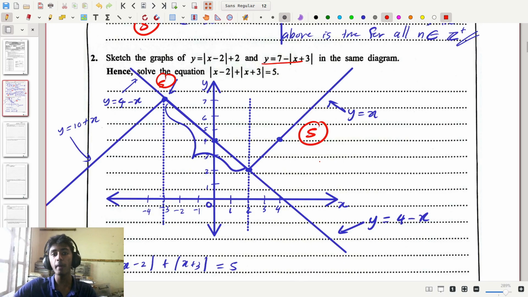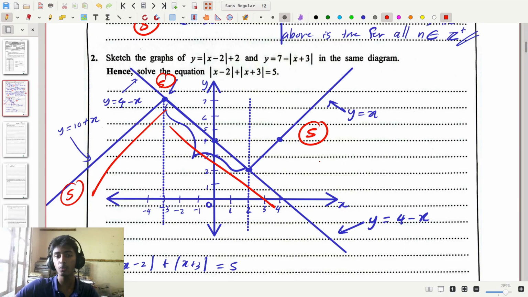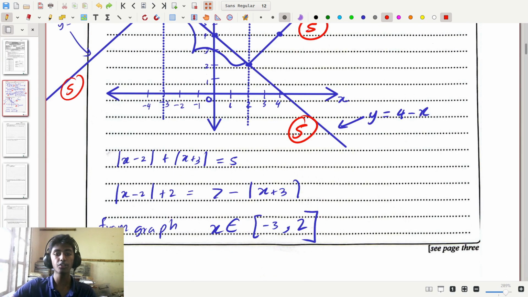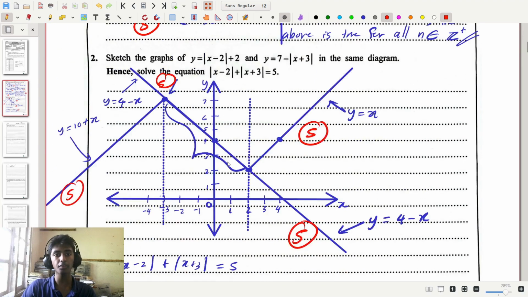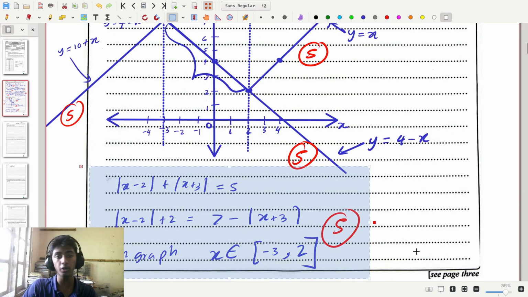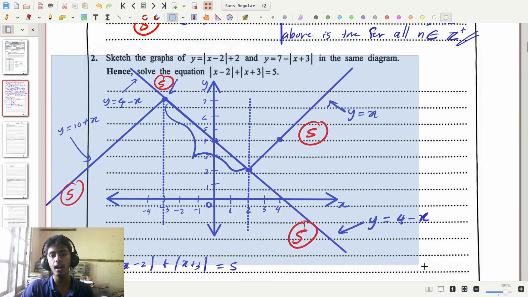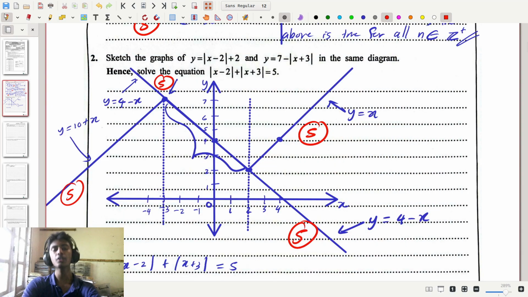Similarly, for the two parts of y equals 7 minus modulus of x plus 3, this part which is y equals 10 plus x, you get 5 marks, and for this part which is y equals 4 minus x, you get another 5 marks. So you get 5 marks, 5 marks, 5 marks, 5 marks, in total 20 marks for the entire graph. And finally, the last remaining 5 marks goes to this final solution here. So you can see a majority of the marks for this question are going into actually drawing the graph, and for that reason you can justify again not writing that much for the final logic. So that's all for this question.